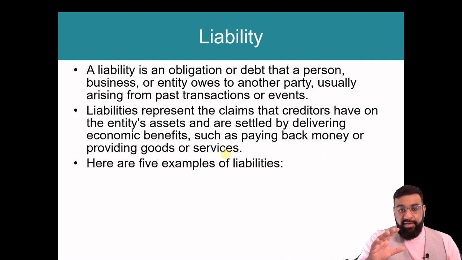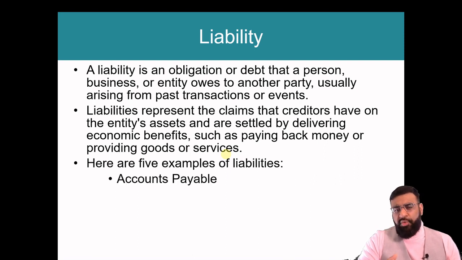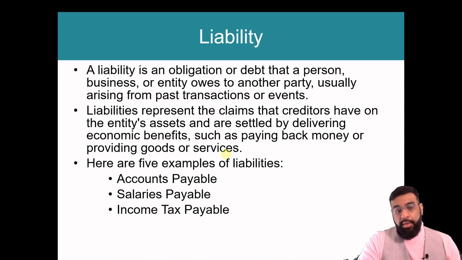And now we have 5 key examples of liabilities. The first one is accounts payable. The perfect example of accounts payable is us owing money to our supplier for the bottle caps. Another one is salaries payable. So our employees work for us, but we haven't paid them yet, so we owe them money in the future. Income tax payable is we owe the CRA money in the future.